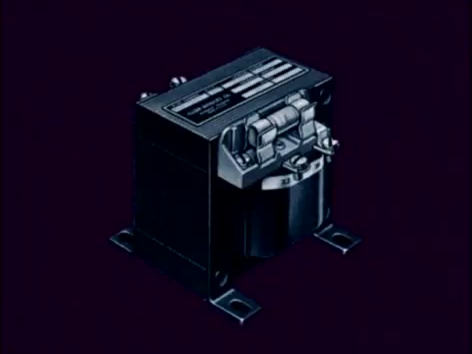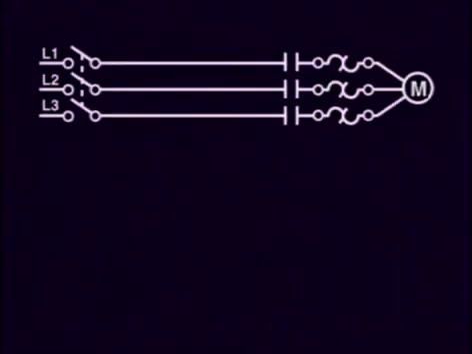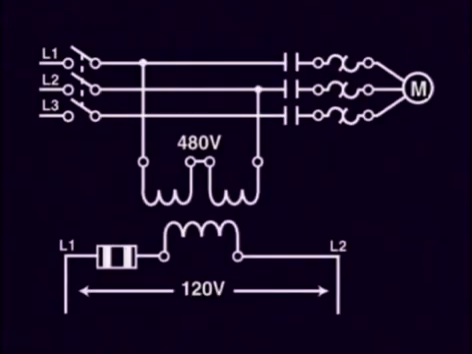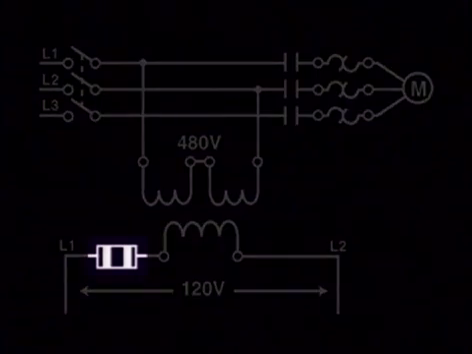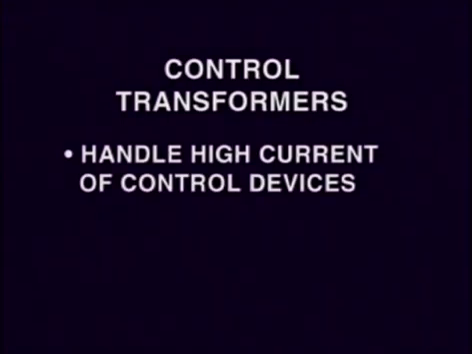Control transformers are relatively small and compact and are connected to the L1 and L2 supply lines of the motor power circuit in the primary side, while the secondary side is connected to the control circuit, usually through a fuse. Control transformers are designed to handle the high current inrush requirements of control relays, contactor and starter coils, solenoids, and other control devices.